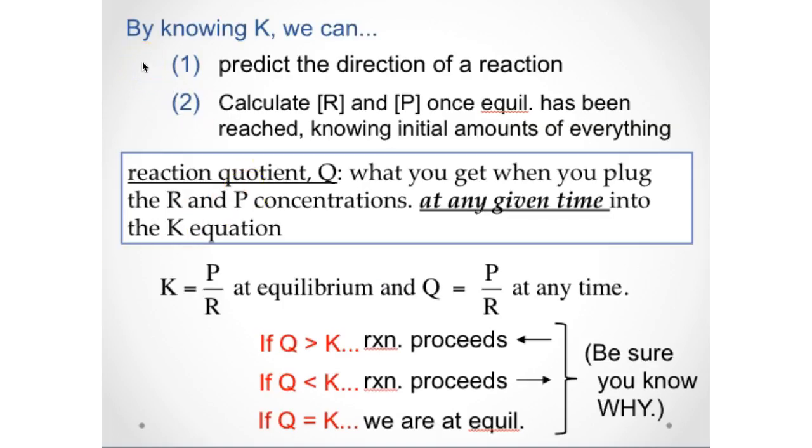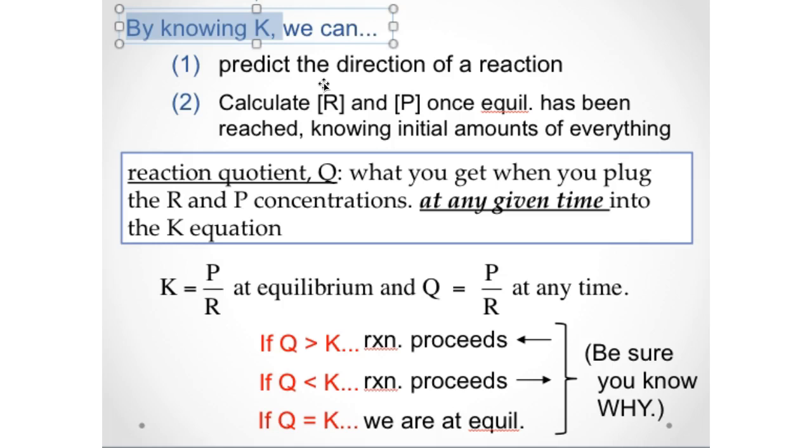So in this slide, I know there's a lot. It says, by knowing K, we can predict the direction of a reaction. So if K is very large, then the reaction tends to lean to the right.